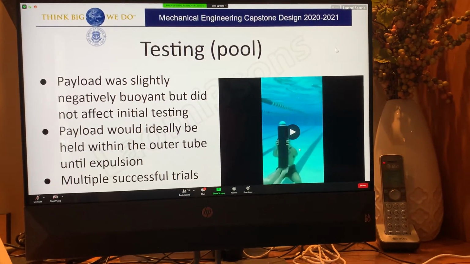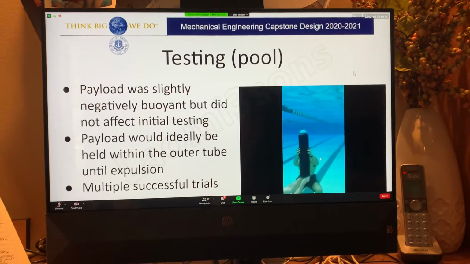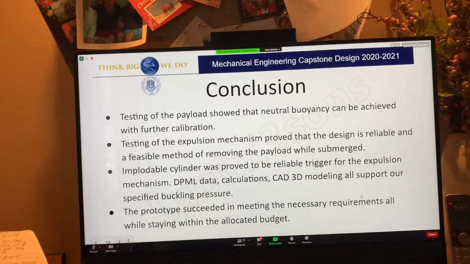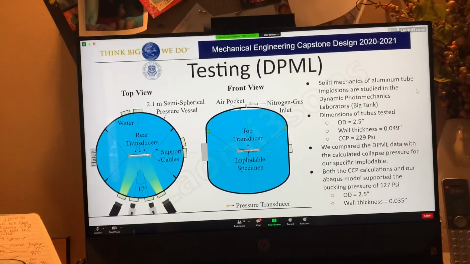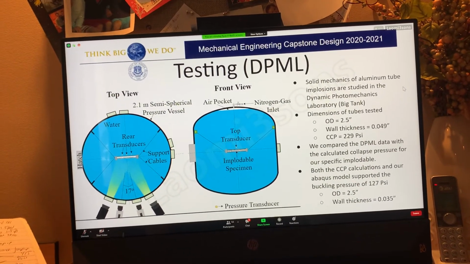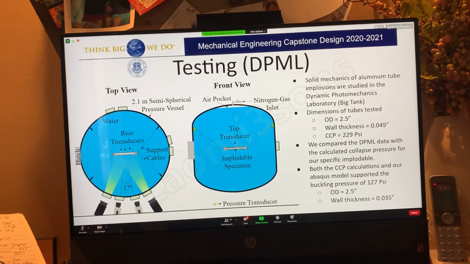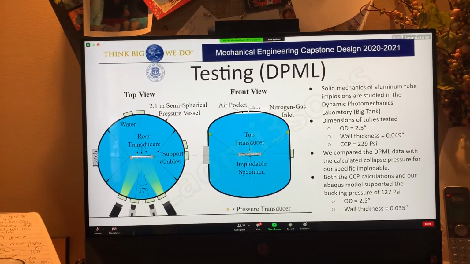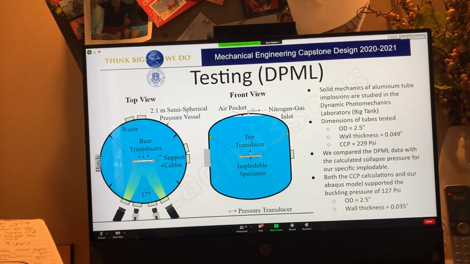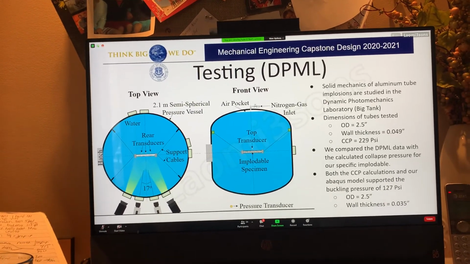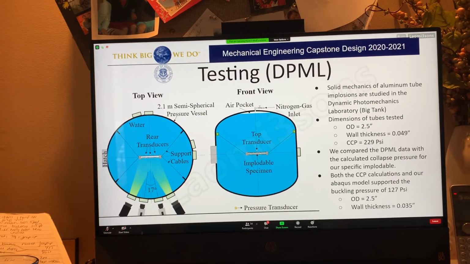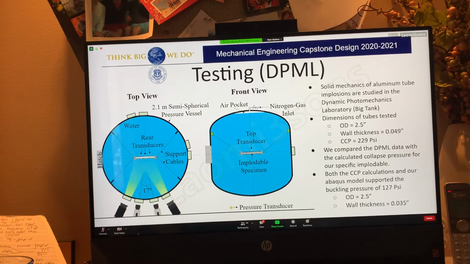Moving on to the next slide, and talk about the testing that went on in the DPML. All right, so the Dynamics Photomechanics Laboratory was very helpful during this project. We used their facility to run the tests on the implodable. Actually, one of the grad students, Irene, that I worked with, provided all the data that we used in terms of the implodable.